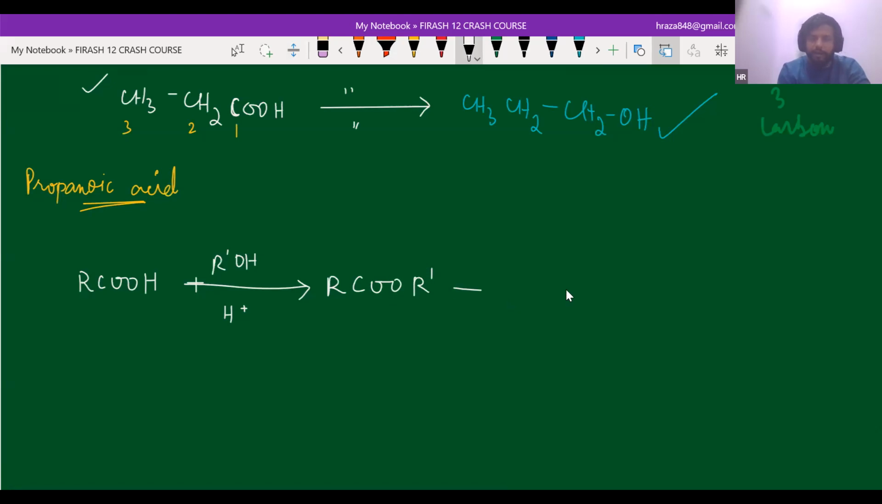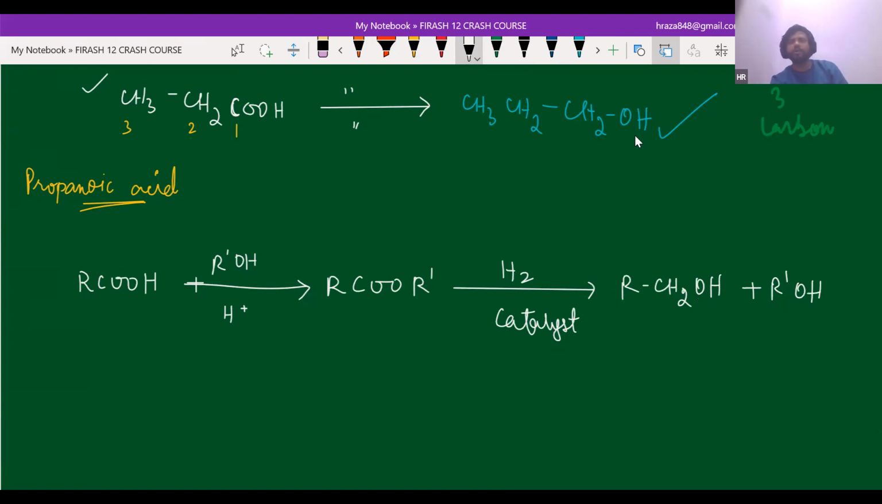an ester, and after the ester, you are going to react this with H2 in the presence of a catalyst, then you will get RCH2OH, and again R-OH. How does this reaction take place? It's very easy to understand, so I'm going to explain.